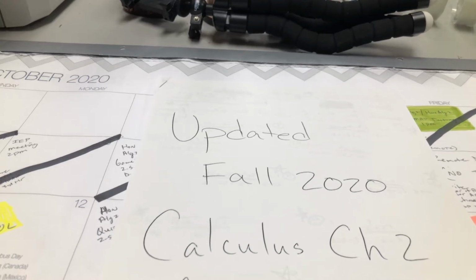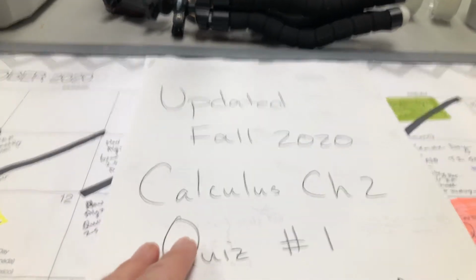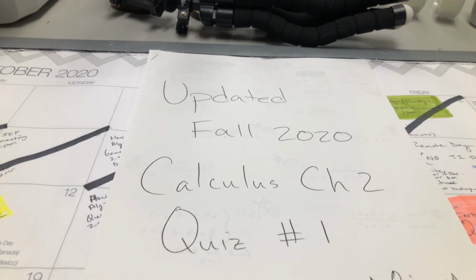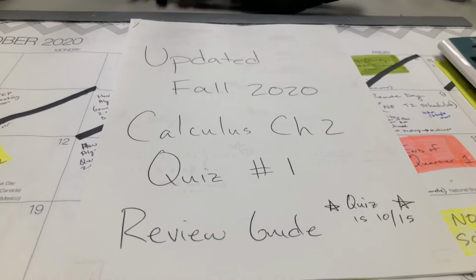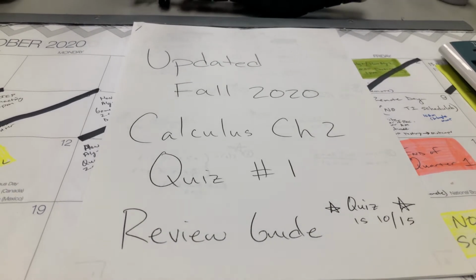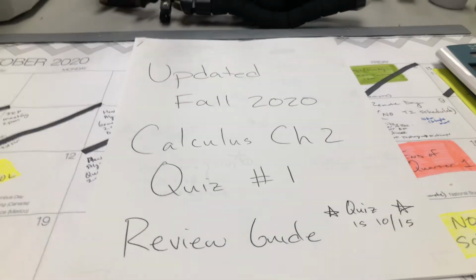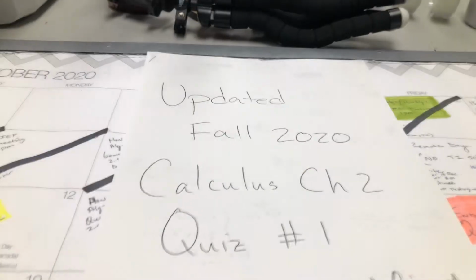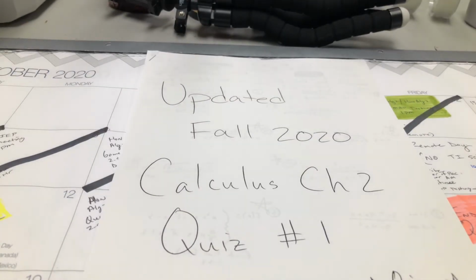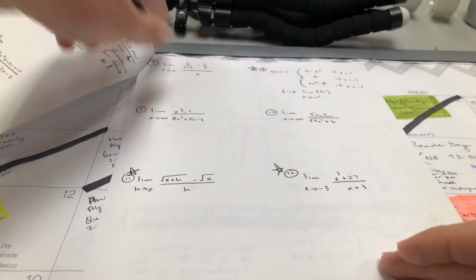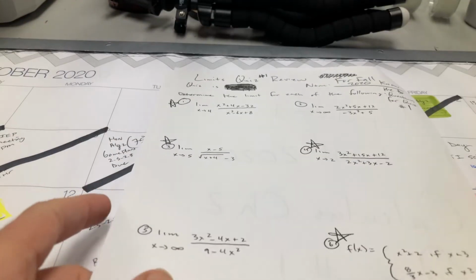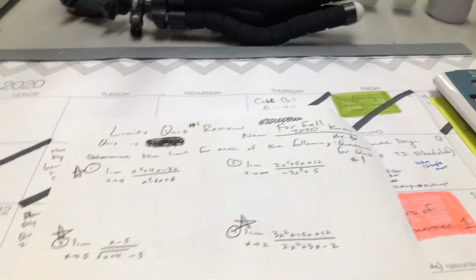All right, calculus, here is a little video explaining the updated fall 2020 calculus chapter 2 quiz number 1 review guide. Quiz is Thursday 10/15, the last day we will meet this quarter. All right, we've got here on this first page, as it says, for fall 2020, know everything that is starred.